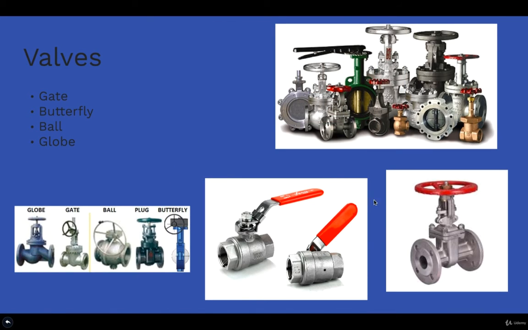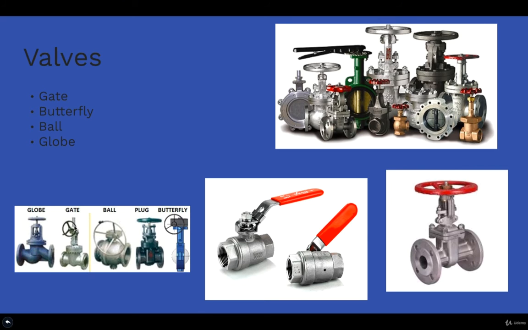Now let's talk about valves, and we have plenty of valves. The most common ones are gate, butterfly, and ball, as well as the globe. So here are some of them. The globe one is very easy to work with. It actually uses a globe in order to join this section of the valve right here with this section. So as you rotate the valve, it opens up, allowing fluid to flow here.